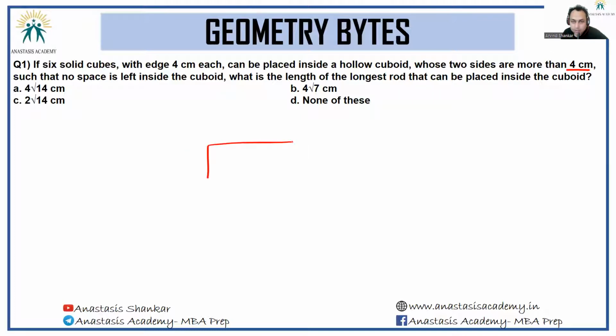Hopefully you can see that the cuboid that gets created will look something like this. This is cube 1, this is cube 2, this is cube 3, this is cube 4, this is cube 5, this is cube 6. So one dimension is 8, another dimension is 12, and the height, the third dimension which is not visible, would be 4. So we have the 3 dimensions for the cuboid.